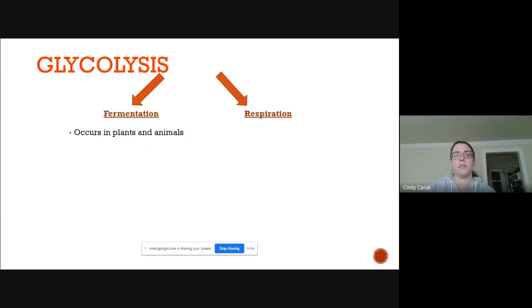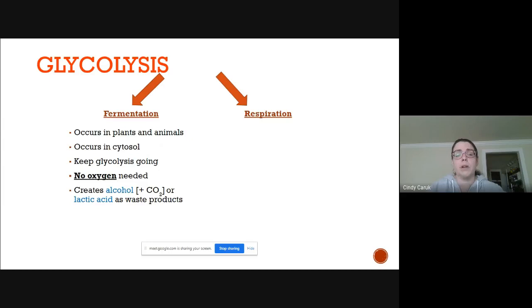So after glycolysis, we see the fermentation in animals. I don't know why this says plants. This is not mine. So it occurs in animals. It occurs in bacteria. It occurs in the cytosol. Right? It keeps glycolysis going because what we're doing here in fermentation is regenerating the NAD+. We're going to take the NADH that was made in glycolysis, and in fermentation, we're going to oxidize it back to NAD+, so that glycolysis can continue to run. No oxygen's needed. And what we're going to create as end products is alcohol or lactic acid as our waste products.